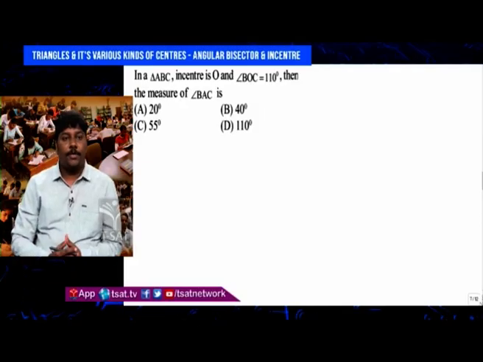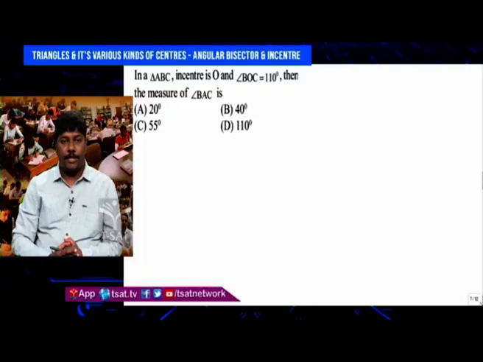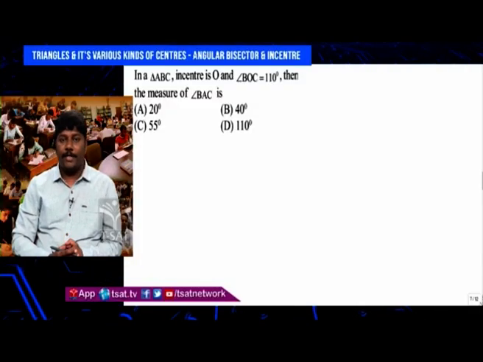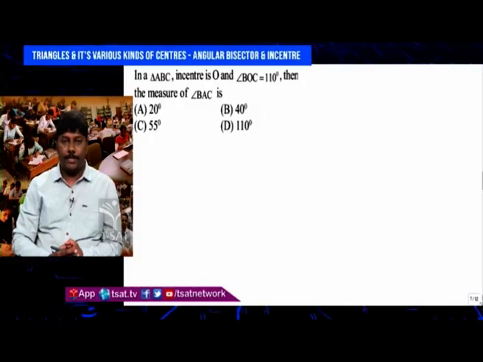Here in triangle ABC, O is the incenter. We know the incenter is the intersection of angular bisectors, and angle BOC is equal to 110. Then find the measure of angle BAC.